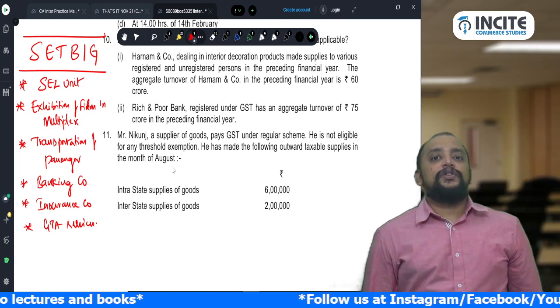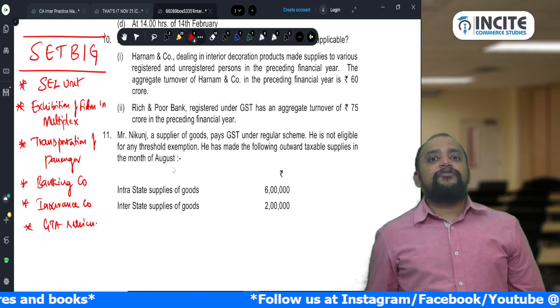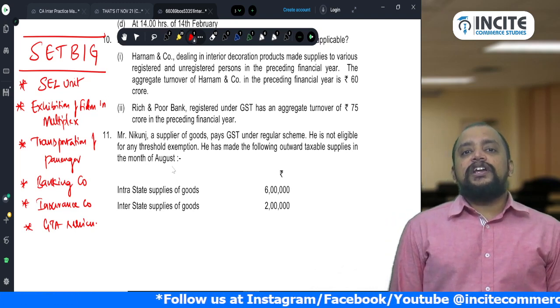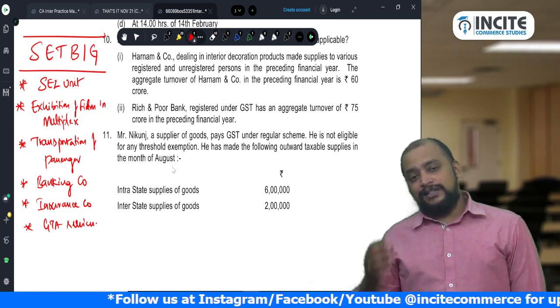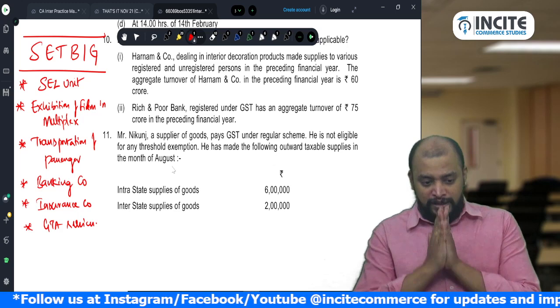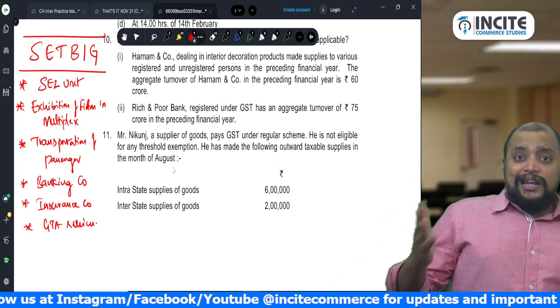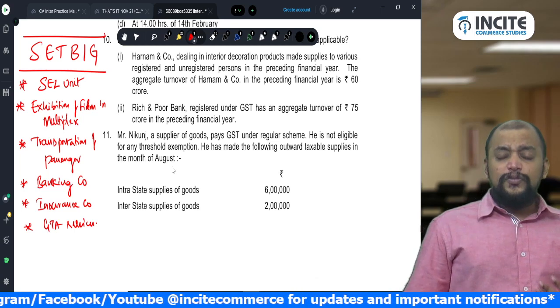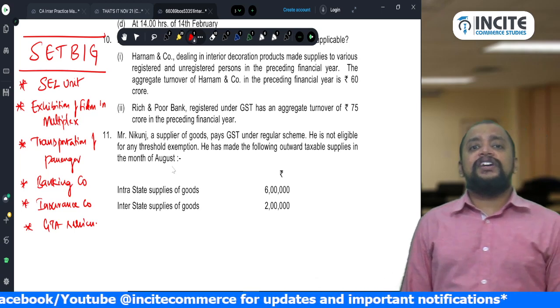S for SEZ unit. E for exhibition of film in a multiplex theater. And T for transportation of passengers. B for banking company, I for insurance company, and G for GTA services. So these people, even though the aggregate turnover during previous year exceeds 50 crores, do not require to issue an e-invoice. What is e-invoice? Electronic invoice.